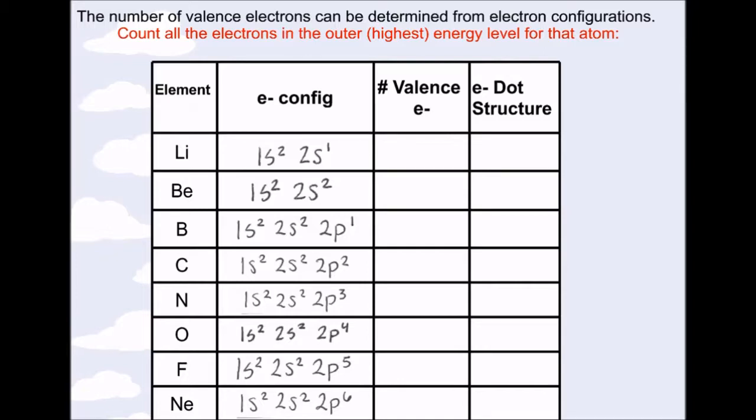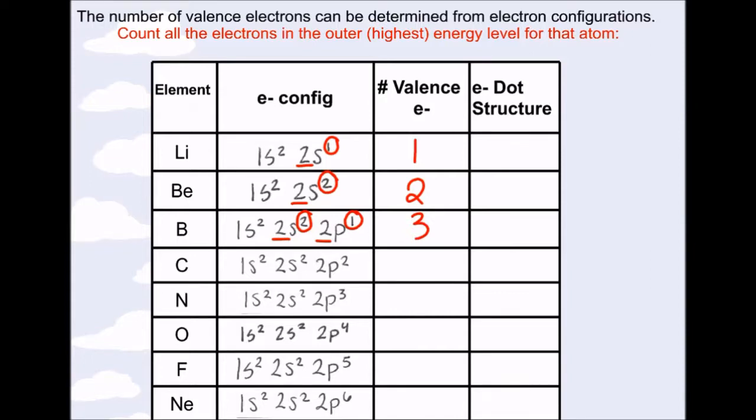Okay, 1 is a very low energy level. It's the lowest one on the periodic table. 2 is higher. So how many electrons are in that energy level? There's only one electron. So it has one valence electron. One electron in that outer energy level. Beryllium, 2 is the outer energy level with 2 valence electrons within it. For boron, 2 is the outer energy level. Now it's in the S and the P sublevel, so we have to add those electrons together. That's 3 valence electrons in the outer energy level.